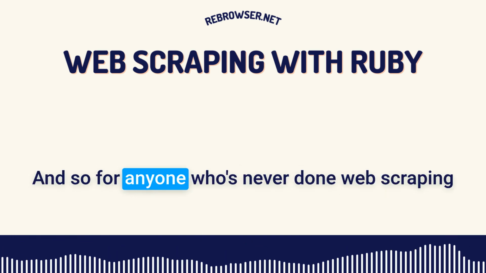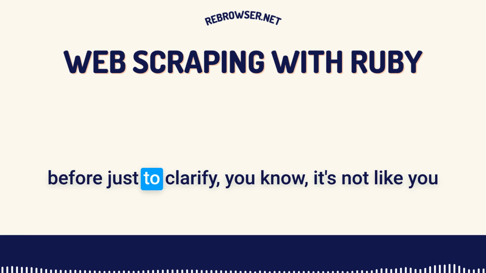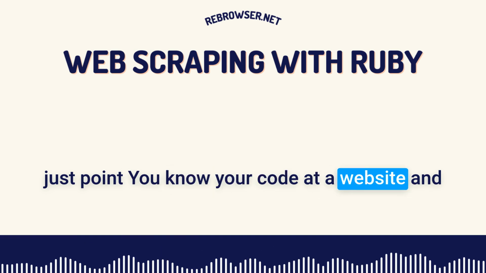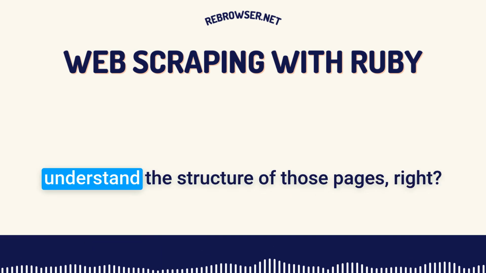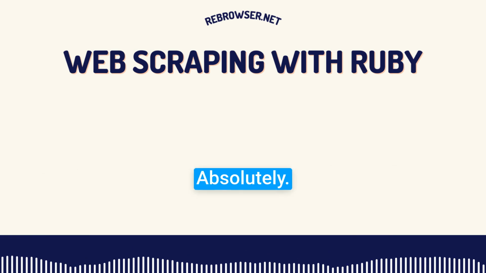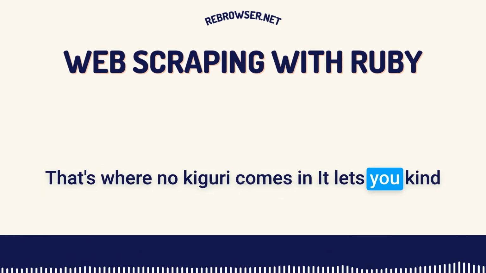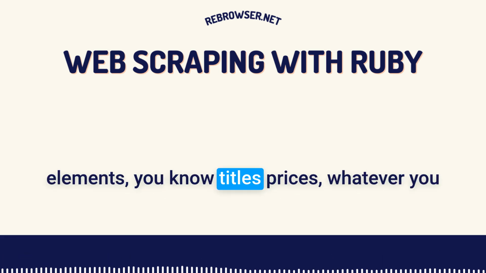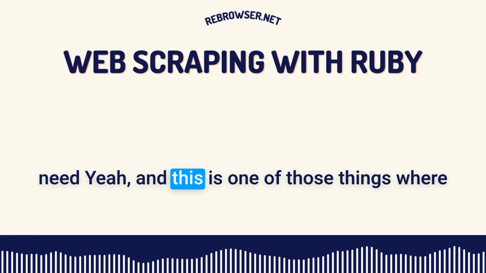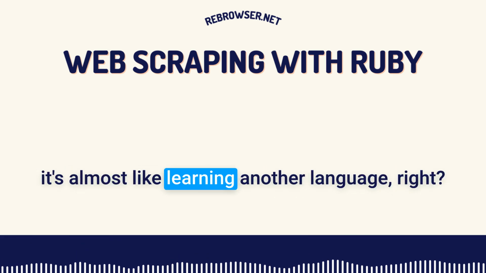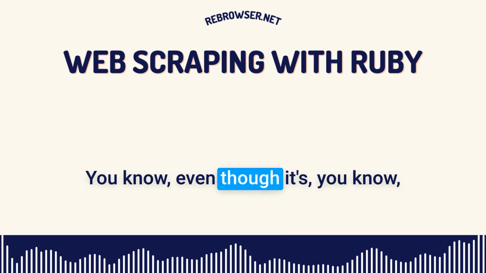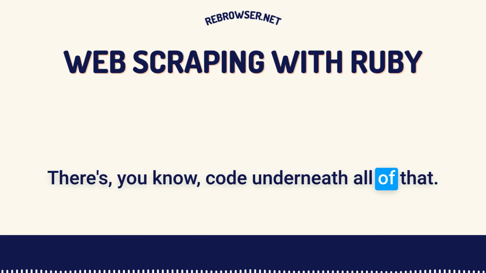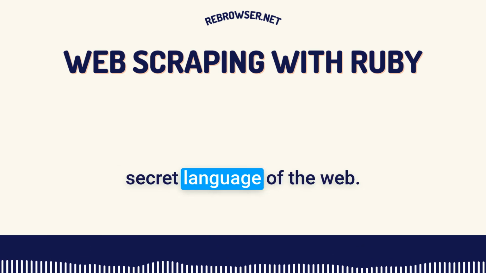Right. And for anyone who's never done web scraping before, just to clarify, it's not like you just point your code at a website and say, give me everything. You actually have to understand the structure of those pages, right? Absolutely. That's where Nokogiri comes in. It lets you slice and dice the HTML, pick out specific elements, titles, prices, whatever you need. Yeah, and it's almost like learning another language, right? Even though it's something visual that we all see on the web, there's code underneath all of that. Definitely. It's like learning the secret language of the web.